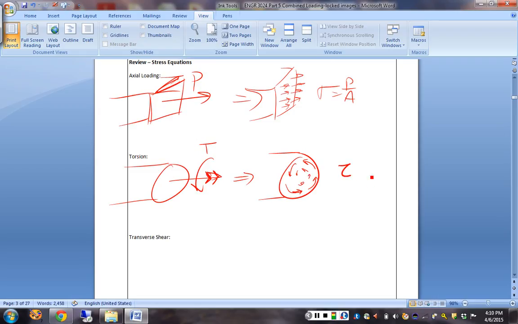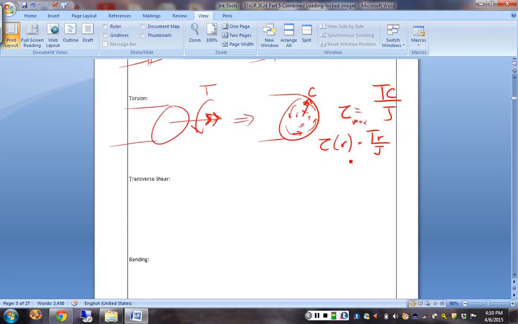So we have a shear stress, and the maximum value is TC over J, where C is the distance from the center to the outer surface. Generally, at any location, tau as a function of radius is TR over J. So the difference between the R and the C is just that the C is all the way at the outside. All right. So we got one normal stress, we got one shear stress.